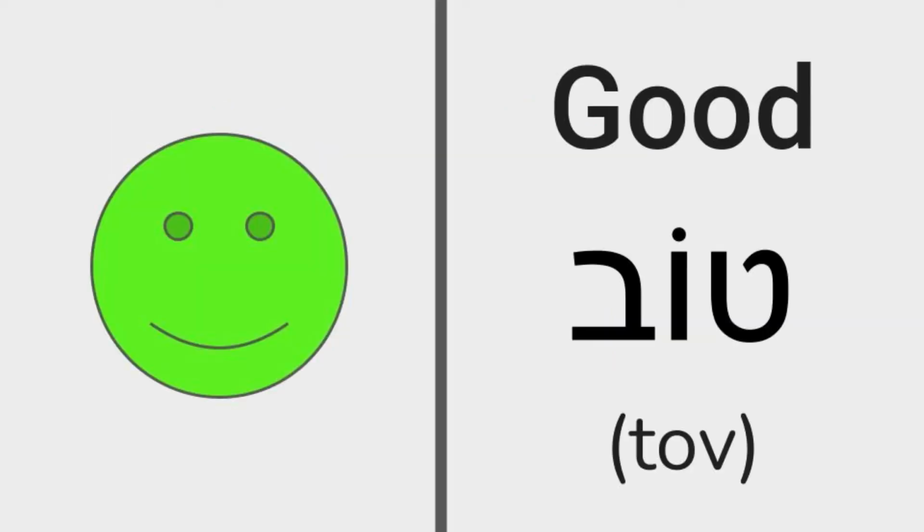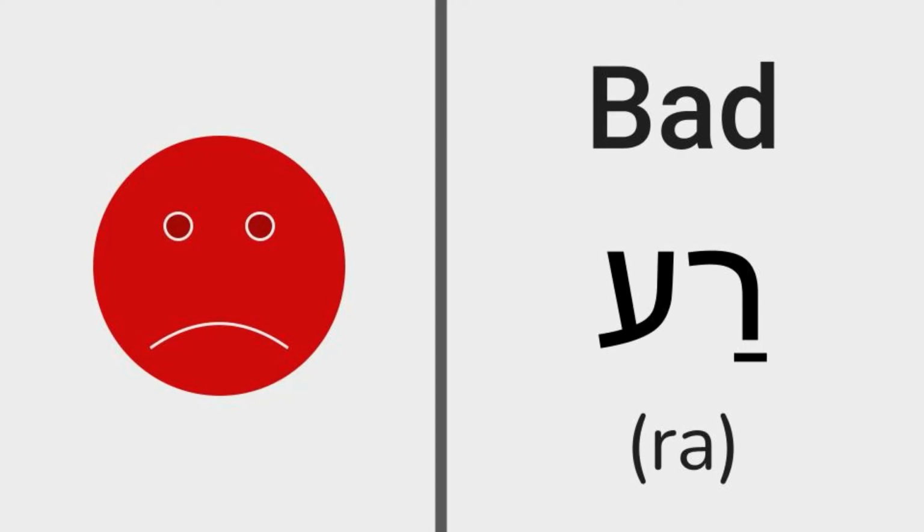And finally, before we end, let's learn some opposite words to make questions with. The Hebrew word for good is tov. Tov. And its opposite, bad, is ra. Ra.